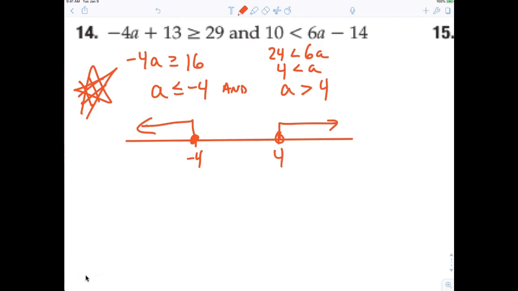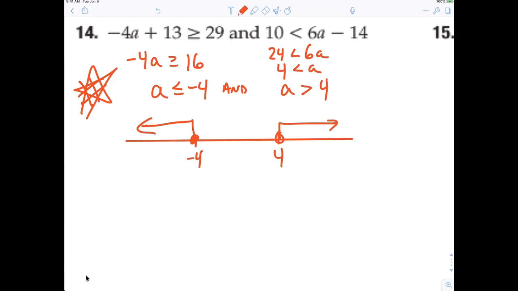All right, so here we go. So now the problem here is what? It's an and statement. What numbers are less than negative 4 and greater than 4? Think about what I just said. What numbers are less than negative 4 and greater than 4? Okay, so listen, Allison, give me a number that's less than negative 4. And it also has to be greater than 4.